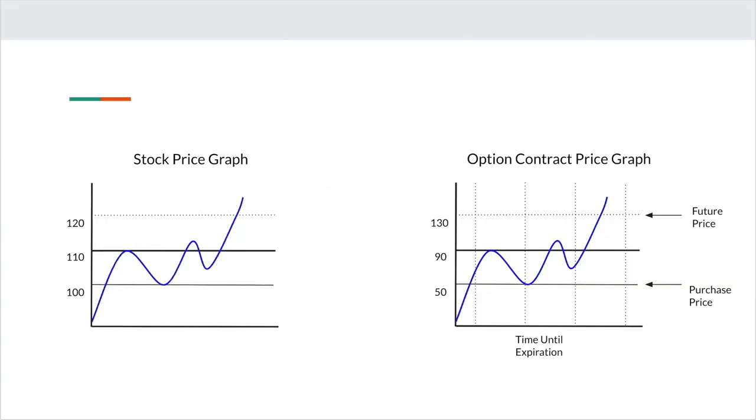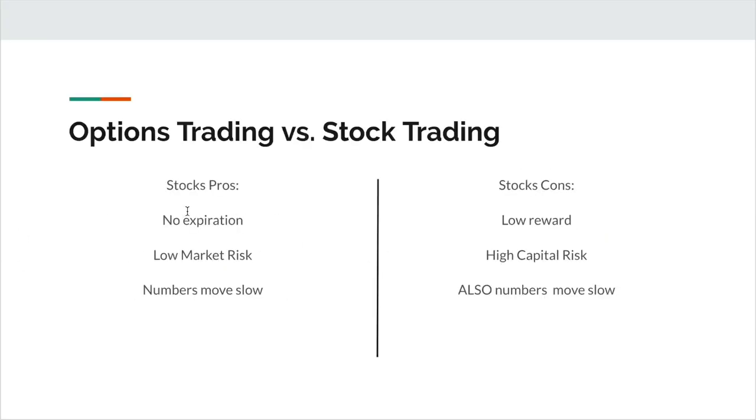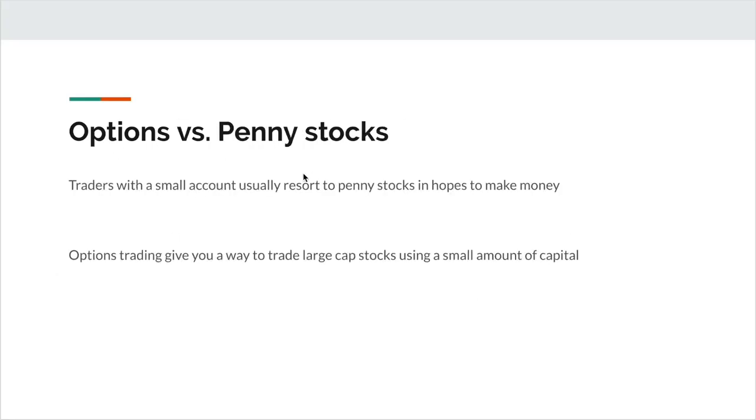So let's go ahead and recap a little bit before we end this chapter. We talked about the amount of money that you can make in an options contract versus the risk that you have to put out. We talked about some of the pros and cons of options. We talked about some of the pros and cons of stock trading. And we talked about options versus penny stocks.